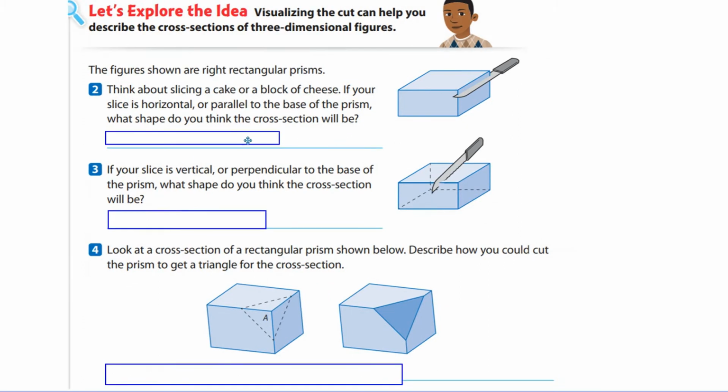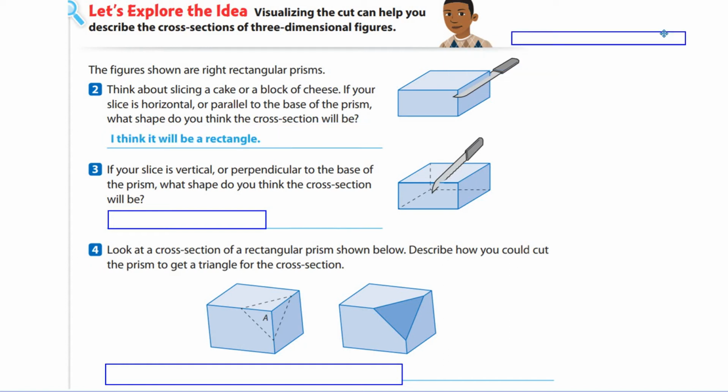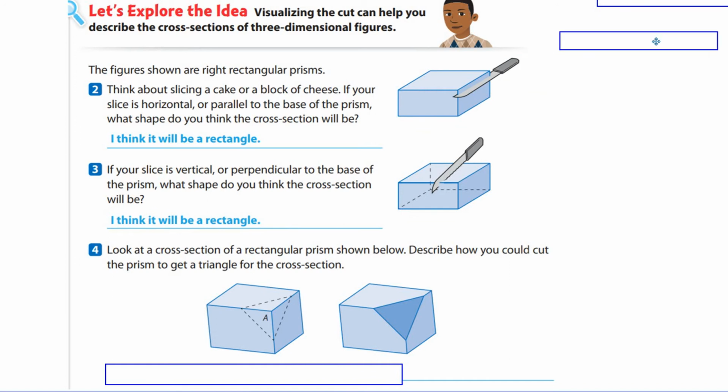Question 2 again. Think about slicing a cake or a block of cheese. If your slice is horizontal or parallel to the base of the prism, what shape do you think the cross section will be? I think that it will be a rectangle. Okay, it will be a rectangle. If your slice is vertical, perpendicular to the base of the prism, what shape do you think the cross section will be? Again, I think it'll be a rectangle.